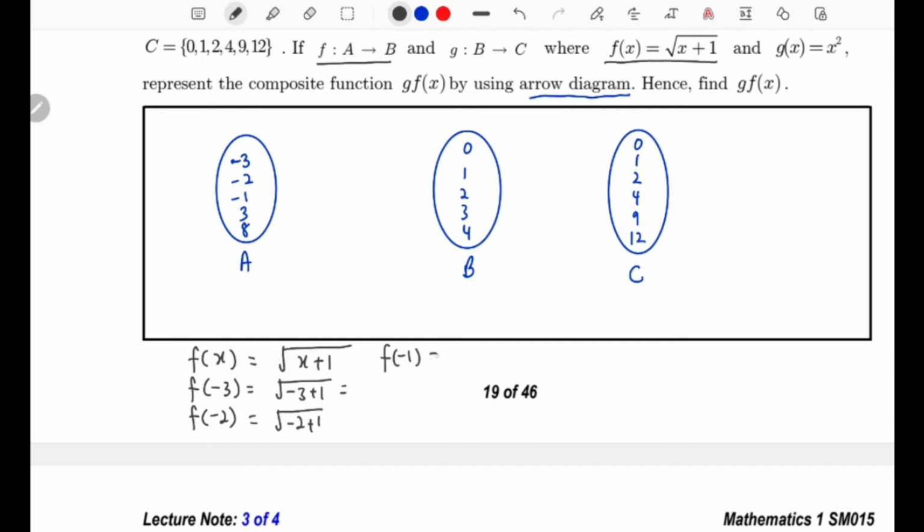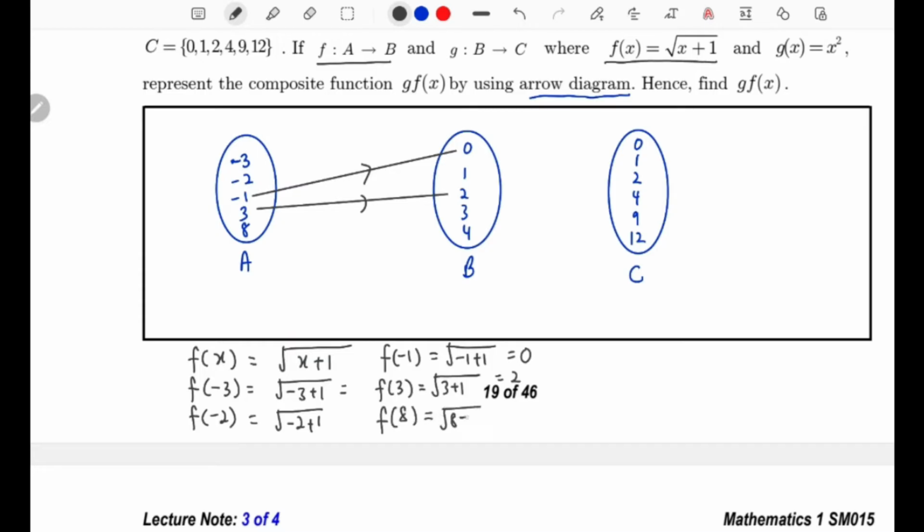f(-1), -1 plus 1 is equal to 0. So -1 here can be mapped to 0. Next, f(3), so 3 plus 1, 2, so 3 is mapped to 2. And then the last one, f(8), is 8 plus 1 is equal to 3. So 8 is mapped to 3.